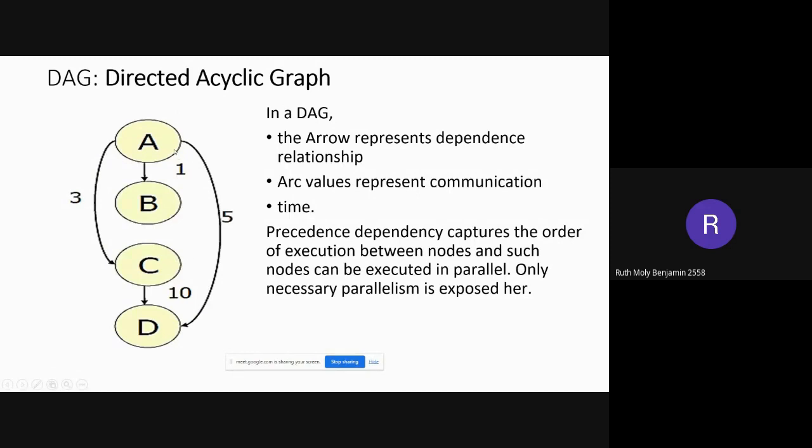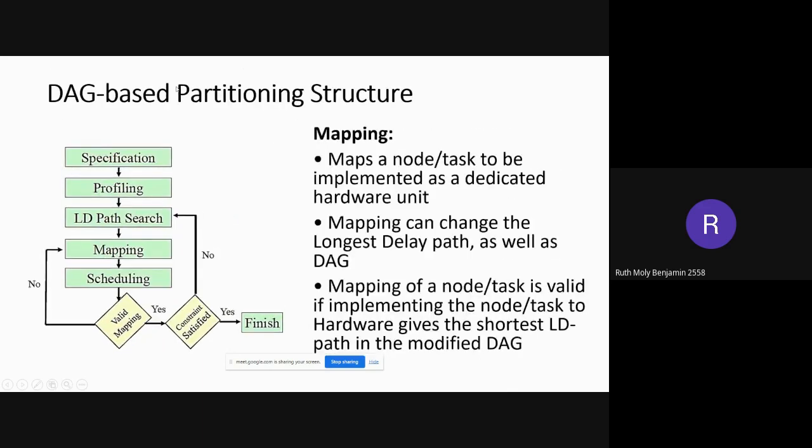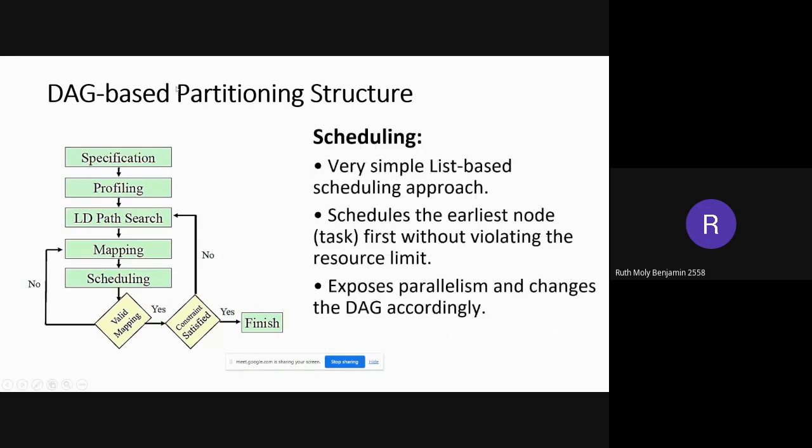So you can see from A to D we have a path. From A to B we have a path. From A to C we have another path. So we have three, and then C to D also we have a path. So here we can see very clearly that the longest delay path is from A to D. Okay, so that is what is called the longest. The task which takes the longest time to execute is the longest delay path.